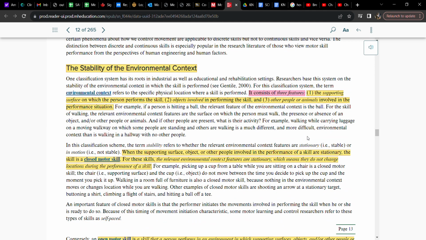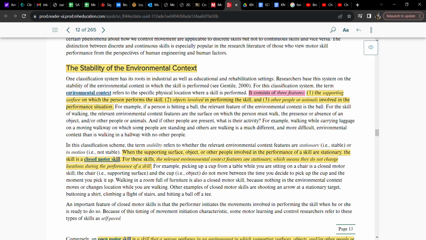And then finally, the stability of the environmental context. So we talked about driving a car versus sitting in your house drinking a glass of water. You have to think about the surface in question, right? What is the environment? What's going on around me? Is the supporting surface changing? The supporting surface on which the person performs the skill. Is the object involved changing? Or are other people and animals involved in the performance situation?